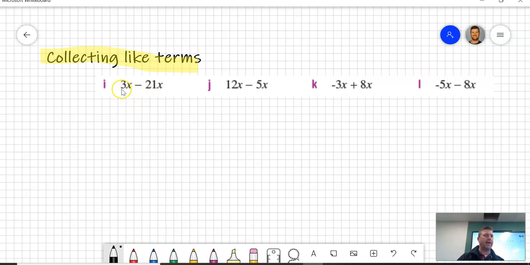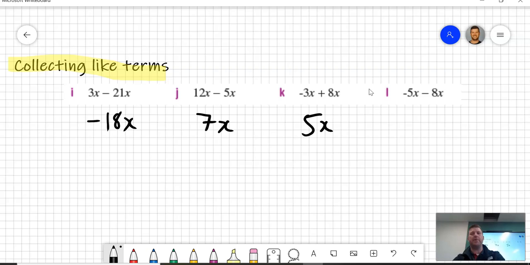So this would be 3x take 21x, which would be negative 18x. It's just 3 take 21. And I've still got the same variable x. 12x take 5x. 7x, good. 12 take 5 is 7. Just got the x there. Minus 3x plus 8x. Good. 5x.